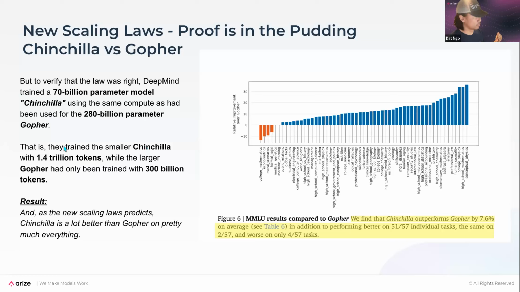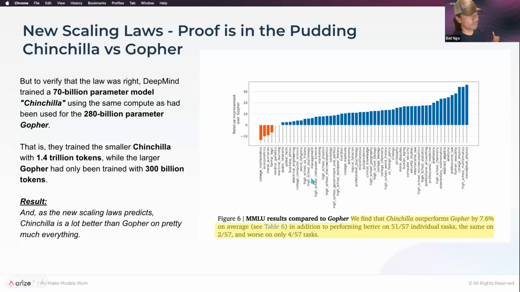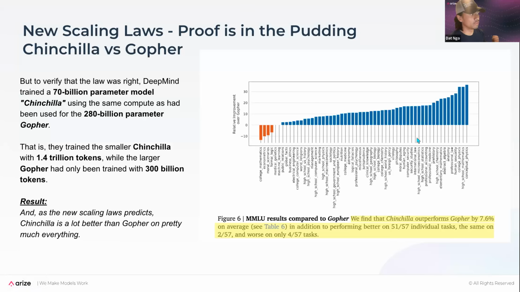The training set for Chinchilla was 1.4 trillion tokens versus 300 billion for Gopher. So larger versus smaller. And the result was that Chinchilla outperformed Gopher on 51 out of the 57 individual tasks, about 8% on average. The really cool part is that they proved that, so we get these new power laws.